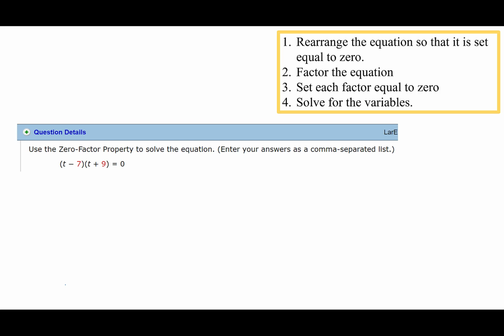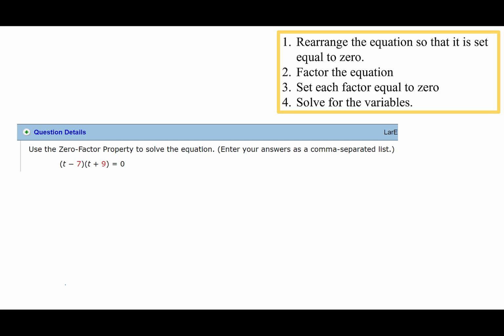In the right corner of the screen, I have some steps that I will be following each time we solve one of these examples. The first one says use the zero factor property to solve this equation and then enter your answer as a comma separated list. The first thing I want you to notice is that this equation has already been factored for you. It's been factored into t minus 7 and t plus 9.